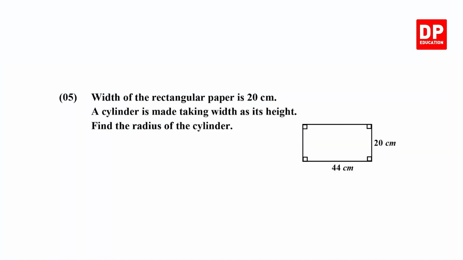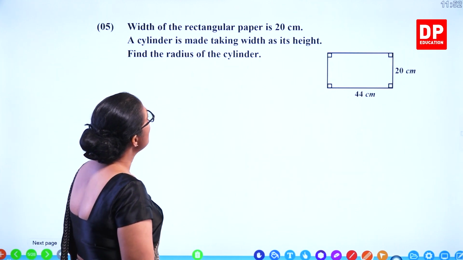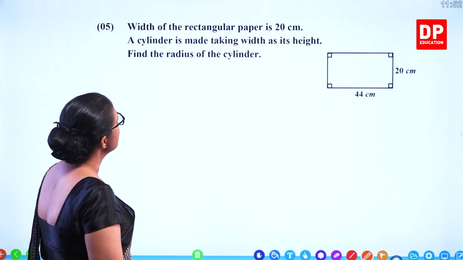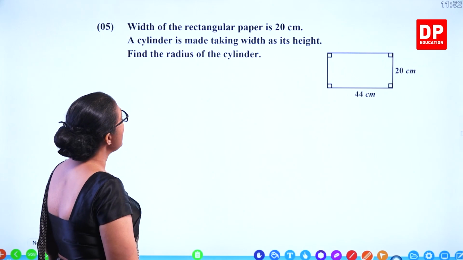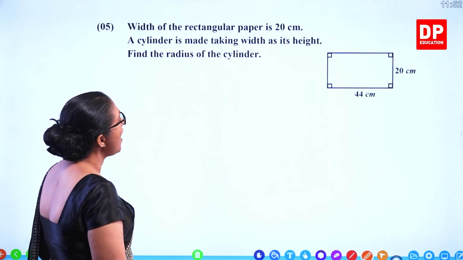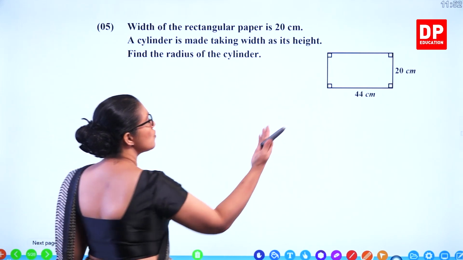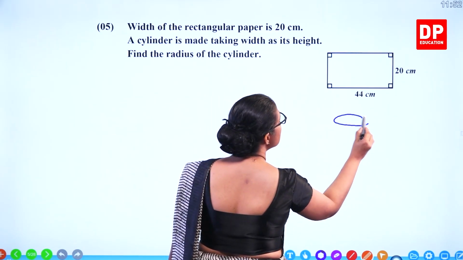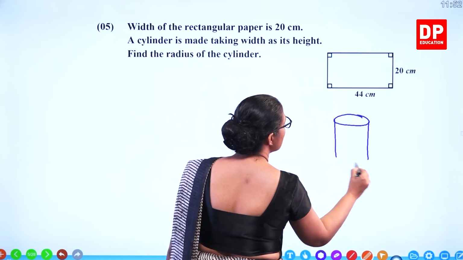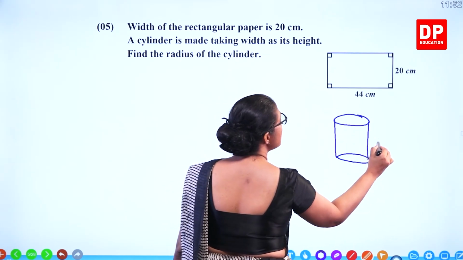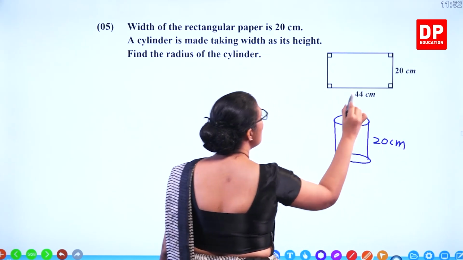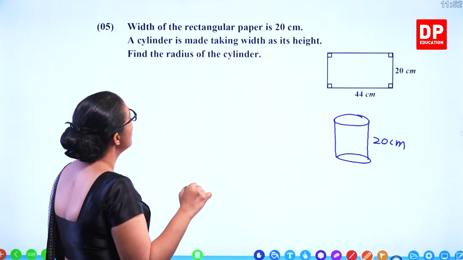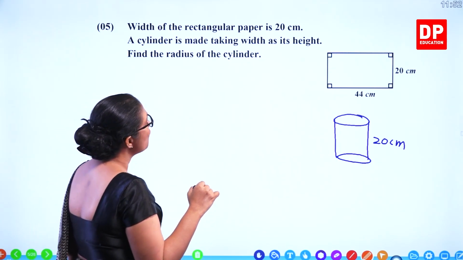Question number 5. Width of the rectangular paper is 20 centimeters. A cylinder is made taking the width as its height. So folding this way, you are getting this. So height is the width. Find the radius of the cylinder.